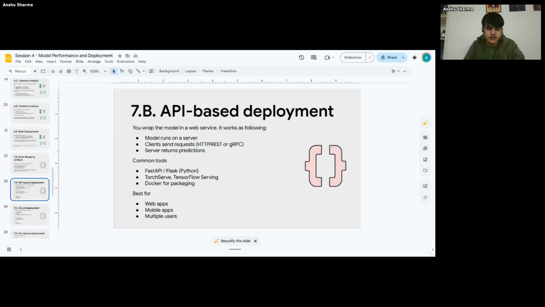And so yes, you can use FastAPI or Flask, or you can also use services like TorchServe and TensorFlow Serving, right? These are by Google. You can also use Docker. If you know how to use it, you can use Docker for packaging your ML model. All right, so these are best for web applications, mobile applications, and multiple users.